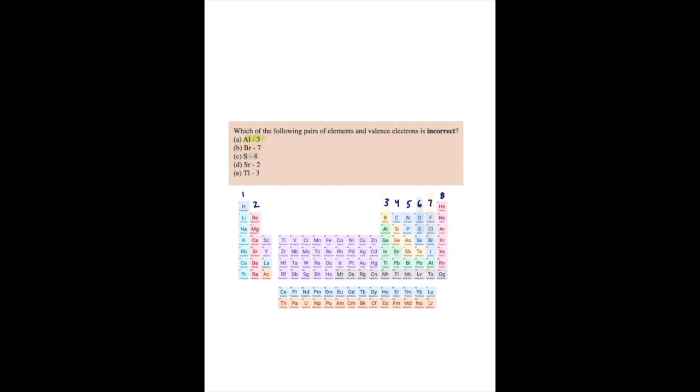So for aluminum, we can see yes, it is 3. For bromine, yes, it is 7. For sulfur, we have 6, and so we know that our final answer is C.